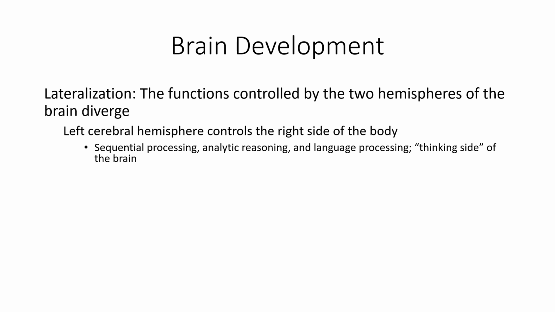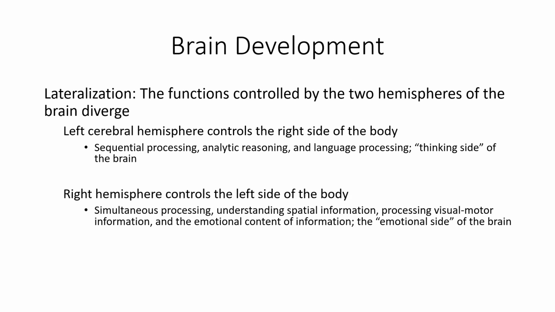Part of brain development is lateralization. So lateralization means the function of the two hemispheres diverge. We're not as much on this anymore. There's recent evidence that shows this isn't fully true, but the left hemisphere is more thought of as the thinking side of the brain because more analytical reasoning occurs here, more language processing occurs here, more sequential processing occurs. In the right hemisphere, more simultaneous processing, more processing of visual motor information and emotional content occurs, and it's referred to as the emotional side of the brain.